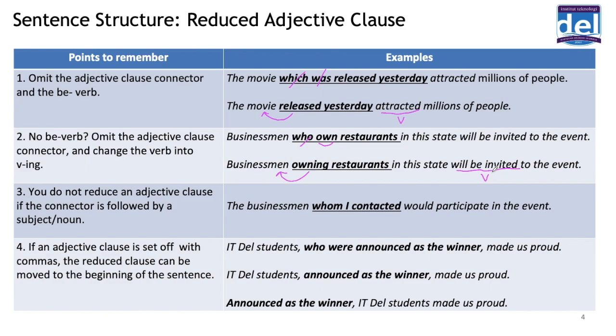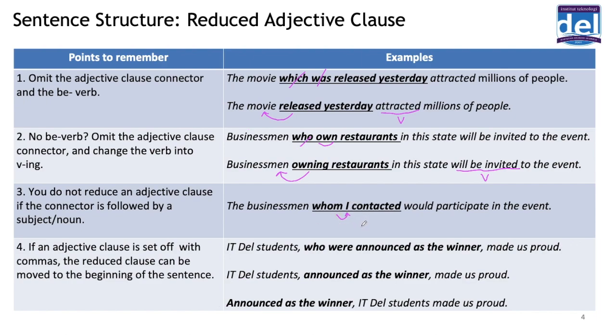However, you need to remember you cannot reduce every form of adjective clause. You can reduce the adjective clause which is followed by a verb or a be verb. But if it is followed by a noun or pronoun, then you cannot. This is one example here. The connector is followed by a pronoun.